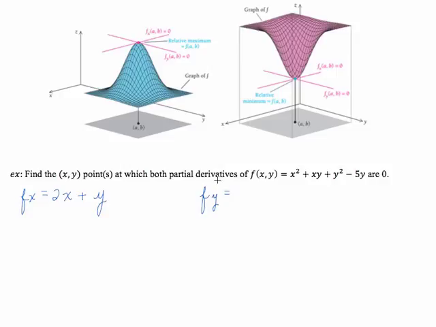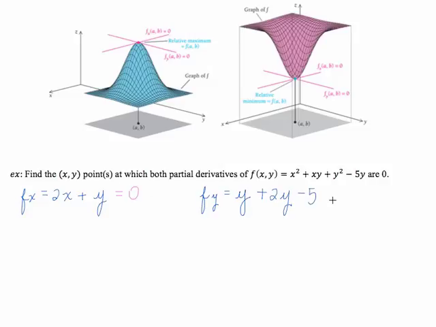Next, let's find the partial with respect to y. The derivative of x squared is 0. y is like the coefficient of x, so the derivative of x times y is x. The derivative of y squared is 2y, and the derivative of minus 5y is minus 5. So we may have extrema where both derivatives are 0.